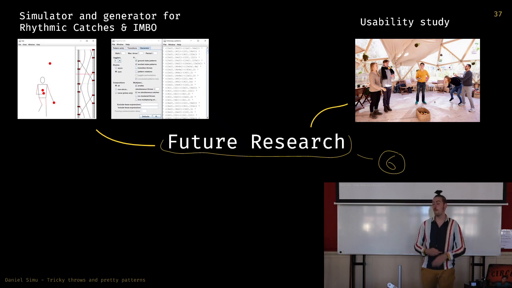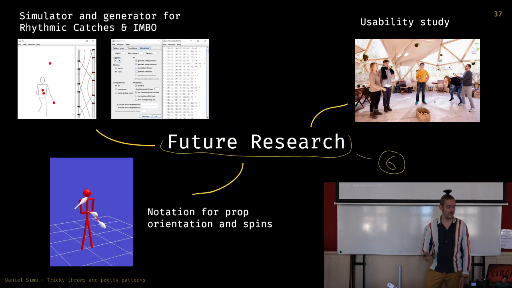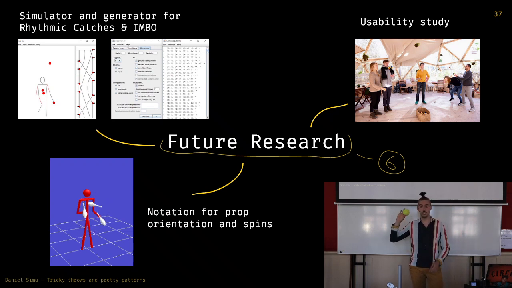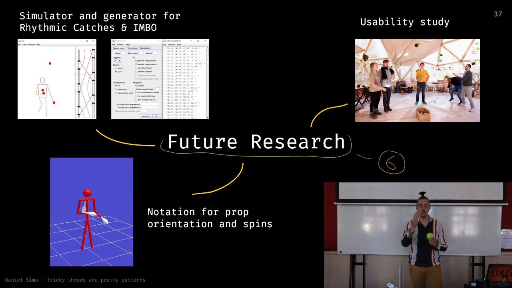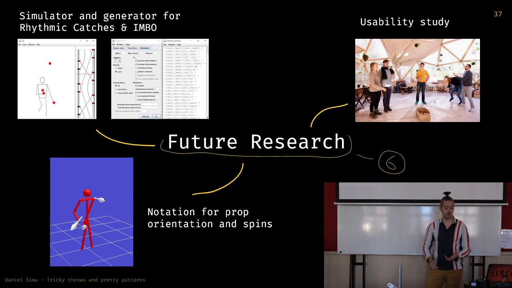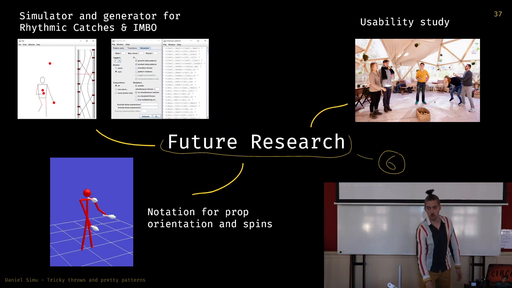And one particular improvement that I'd like to see is some kind of notation that fits with Rhythmic Catch and IMBO that can describe the orientation of props. Right now, you can describe juggling balls because the orientation does not matter. They always stay the same shape. But when you juggle clubs or rings or something like this bottle, the orientation of props often matters in juggling tricks. So if you can add this notation, then it would be useful to many more jugglers, for example, those who juggle balls and clubs.